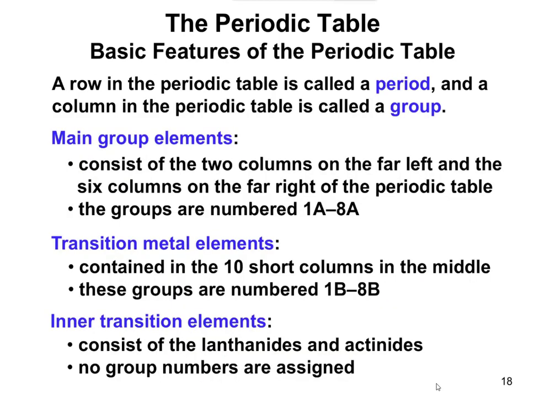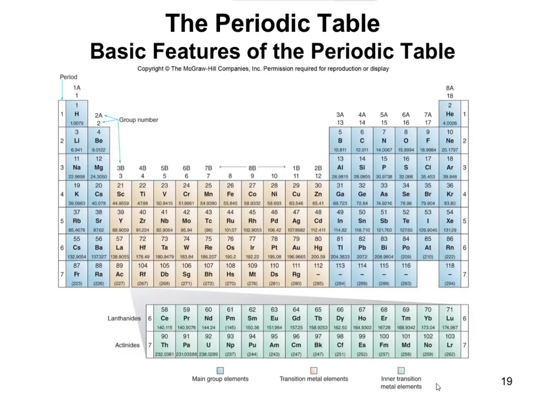The transition metals are the ones in the middle. Again, I'm not going to refer to these as groups 1B through 8B. I'm going to refer to them as transition metals. The transition metals are these ones right here in the middle that are in gold. All of these are metals, and these ones are called transition metals.